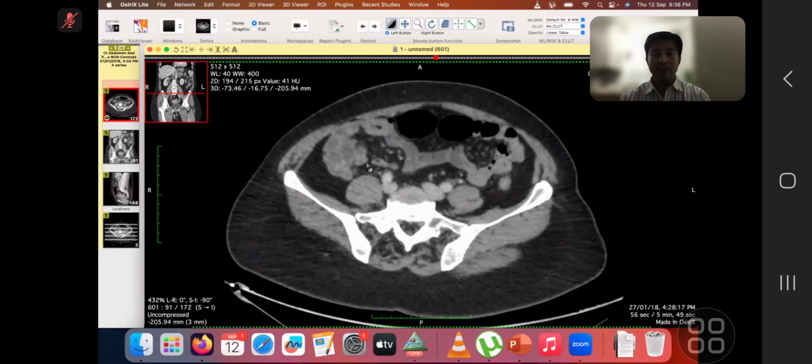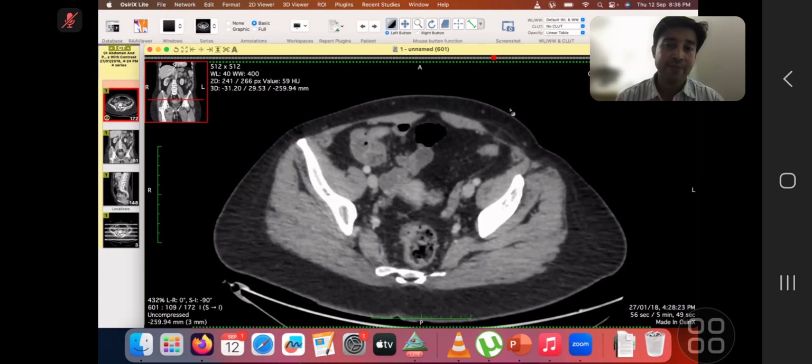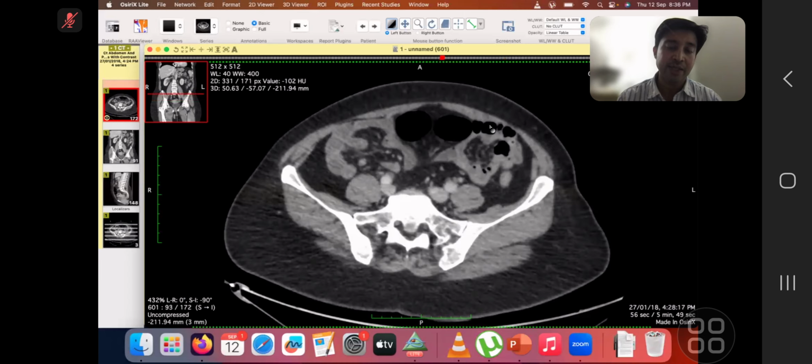This case is quite straightforward. Sometimes you get straightforward cases in X-ray, so in the FRCR exam. So the patient had a lump, they were suspecting Spigelian hernia. We got a CT done.